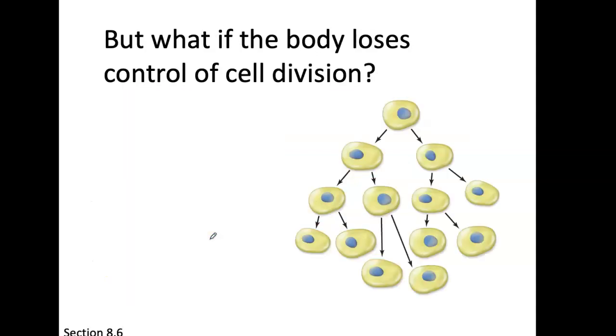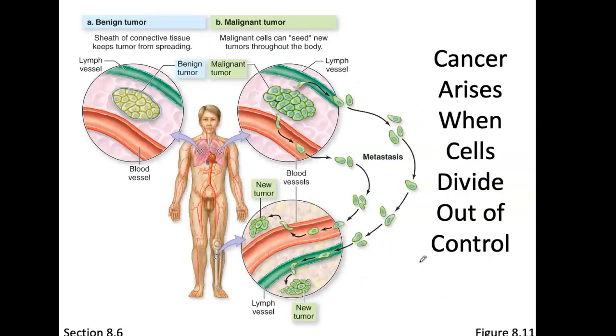What if the body loses control of this cell division? If we have too much cell division, where you have one cell dividing into two, and those two divide into two, and then divide into two, that's when we have our cancers. And that is that cell division out of control. So it's mitosis out of control is cancer.